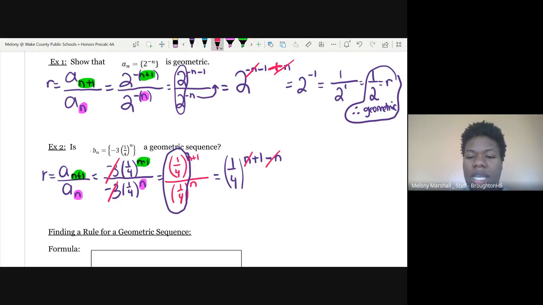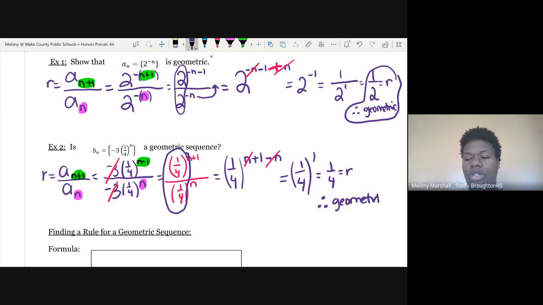N minus n leaves us with 1/4 to the first power, and 1/4 to the first power is just 1/4. And that's our R. Again, because we ended with a numerical value, this is geometric.